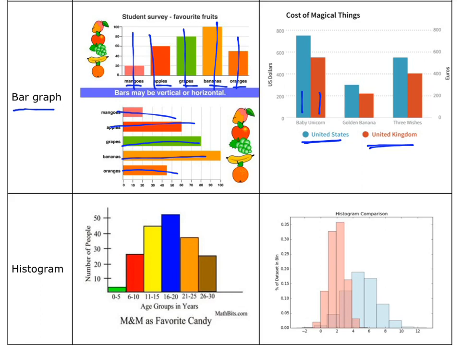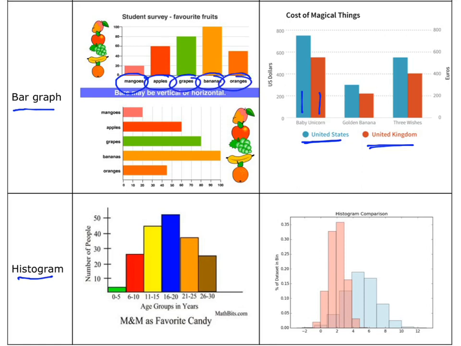Now there's a difference between a bar graph and a histogram. If we just have a look back at these graphs here, in the bar graph I had fruit options: mangoes, apples, grapes, bananas, oranges. Those are all separate things, and that's why when we draw the graph there is space between the bars, they don't touch. Your bar graph is discrete data, whereas a histogram is your continuous or your measurement data.